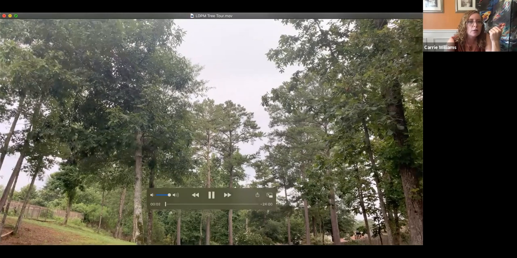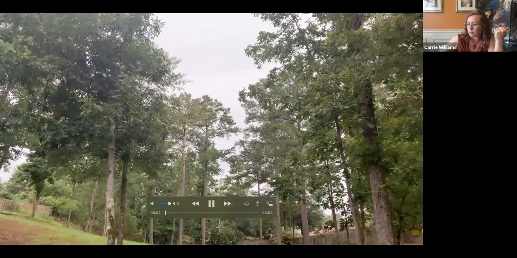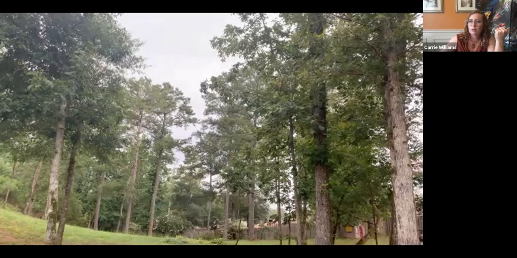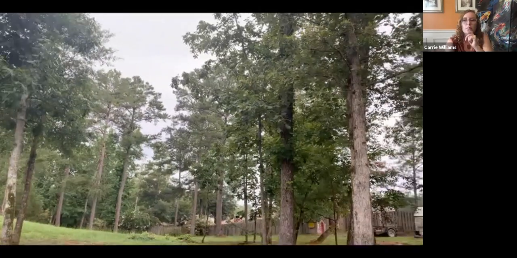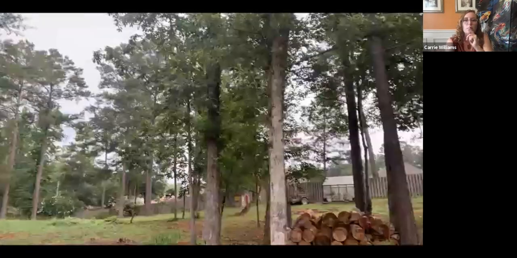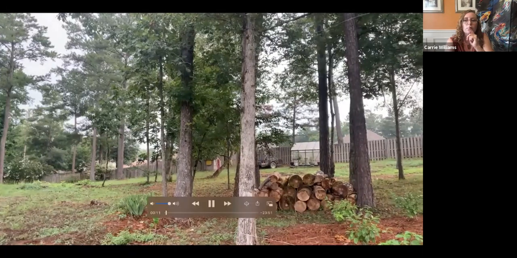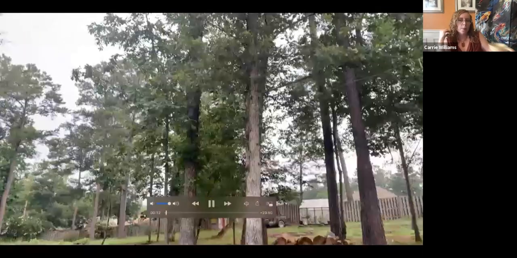All right, we are going to start with some trees this morning, look at some of the different types, what we will run into, how to identify them. Let's start with the oaks. This tree right here with the kind of whitish bark is actually a white oak.